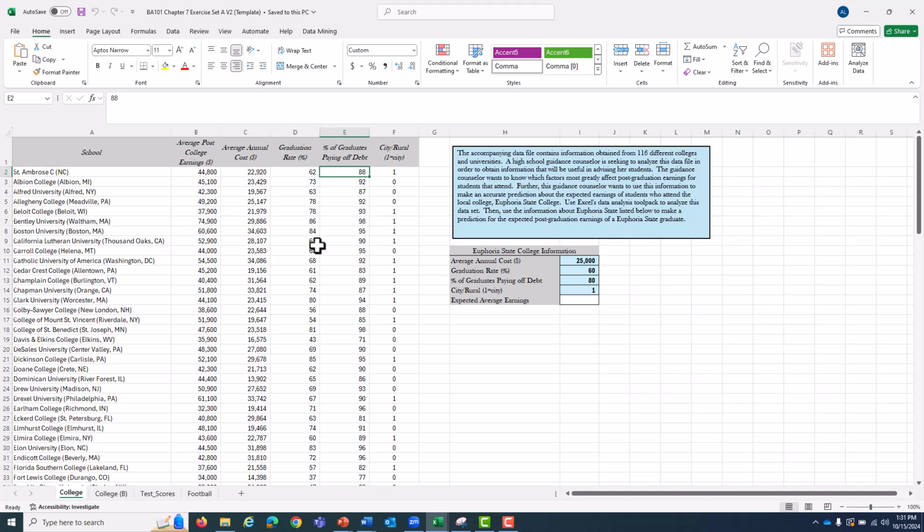We need to use all this information provided over here in our file and the points we are given about the test college we're looking for, Euphoria State, to project the expected average earnings of a graduate of this college so that this advisor can say to a student that comes in, well, if you go to Euphoria State, you can expect to make X upon graduation. How are we going to do this?